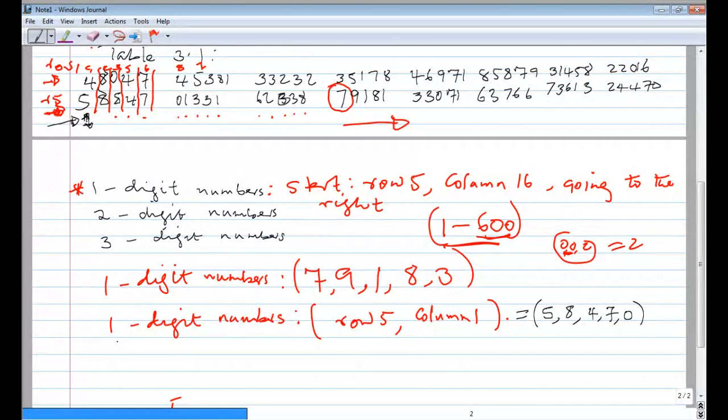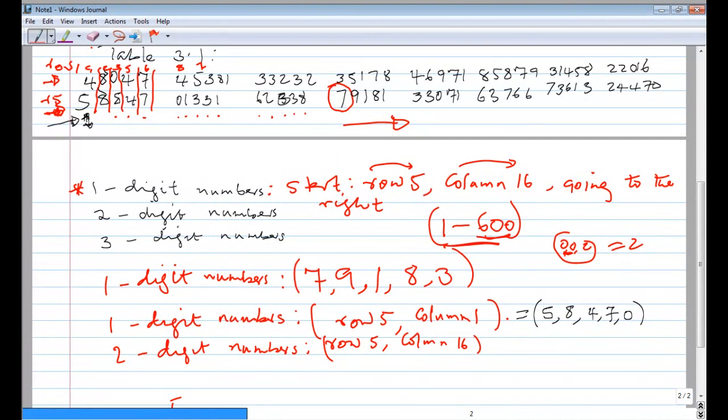2-digit numbers. Again, let's start from row 5, column 16. Now it's 2-digit numbers. Row 5, column 16.